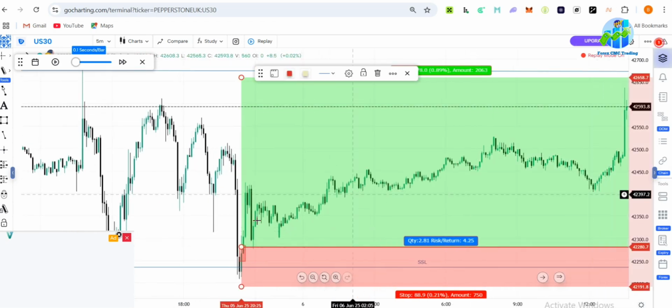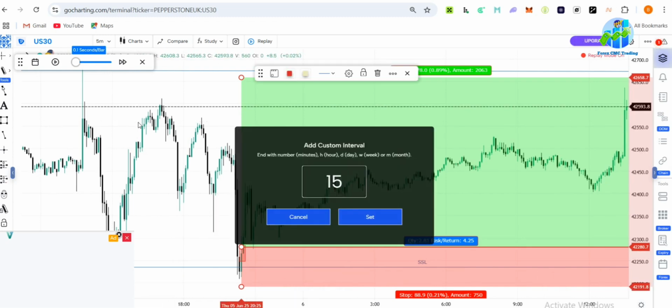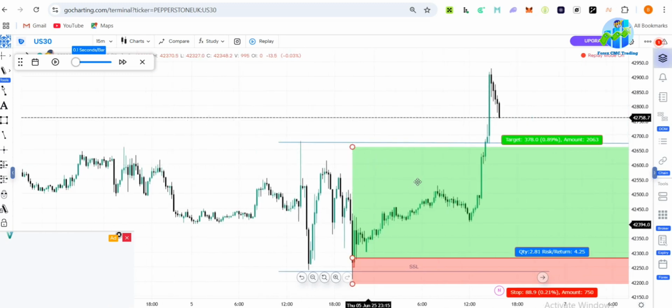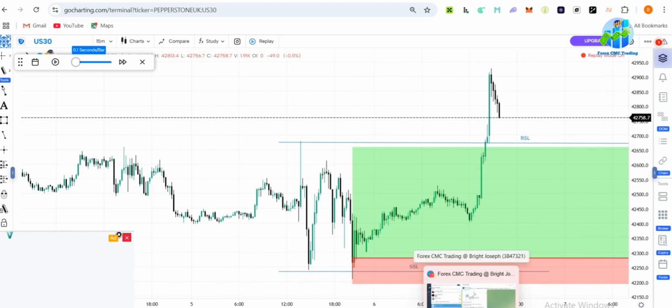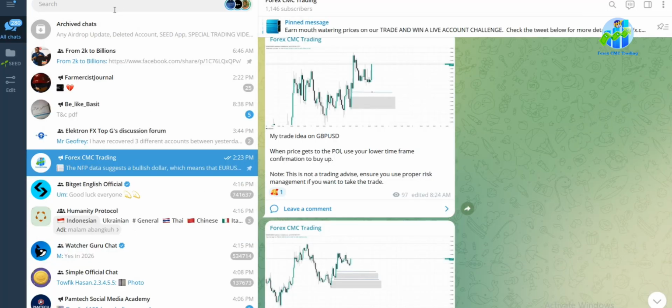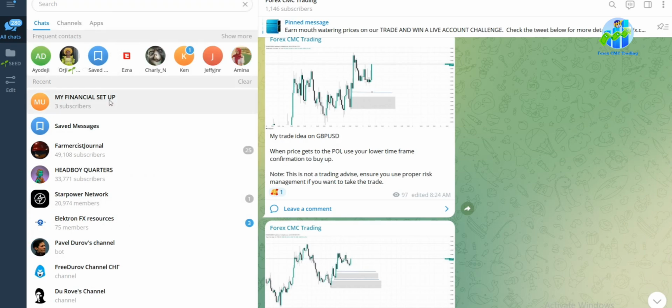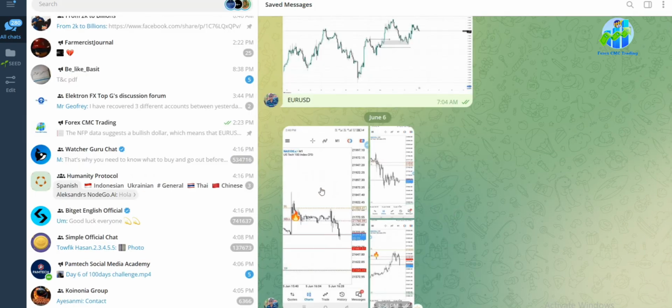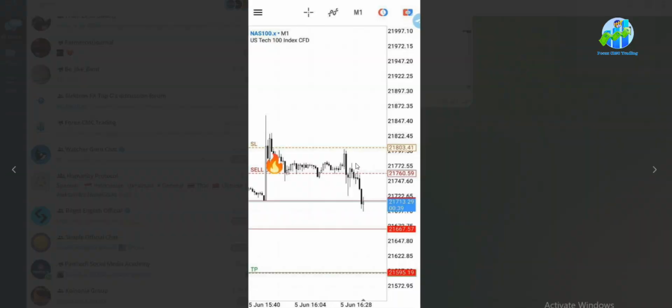You see this, right? Let me just go to the 15 minutes time frame so that we contract the data. You see this very beautiful trade. So this is how you trade indices, guys. It's as simple as that. This is how you trade indices. Let me try and show you some of the trades I took using this strategy.